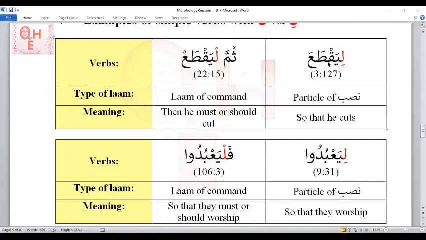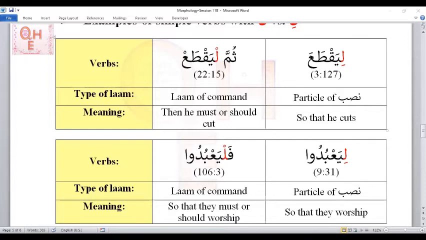Okay, and also look at the ending condition of both verbs. Over here you see a jazm at the end. What was originally this verb? This verb was yaqta'u, right? So lam of command is one of the jazm particles. What does a jazm particle do? If there was originally dhamma, it changes to jazm. That's what happened here. And how about over here? I see fatha. Originally it was yaqta'u, right? So I see fatha. How did that happen? Because this is a nasb particle. If there's a nasb particle at the beginning before any verb, then it will change. If the verb had original dhamma at the end, it will change it to fatha.